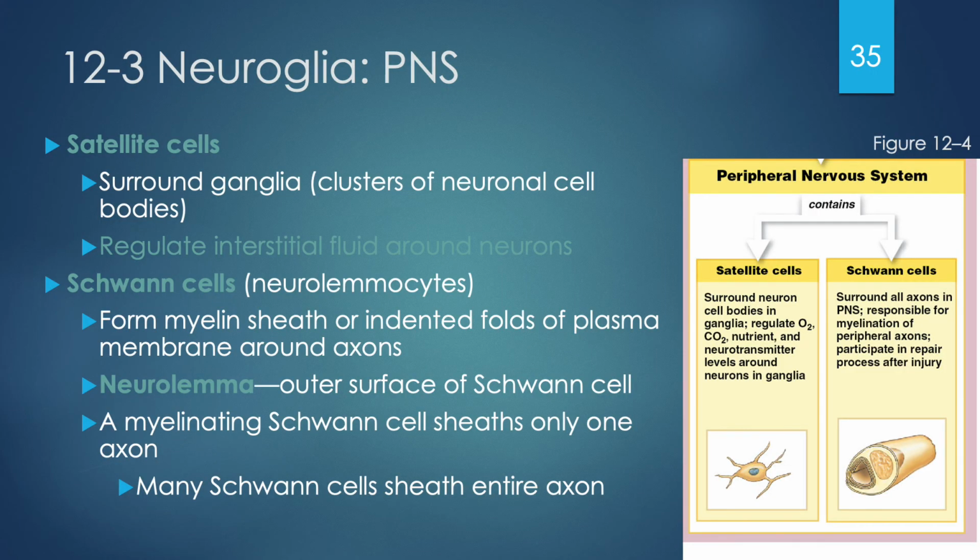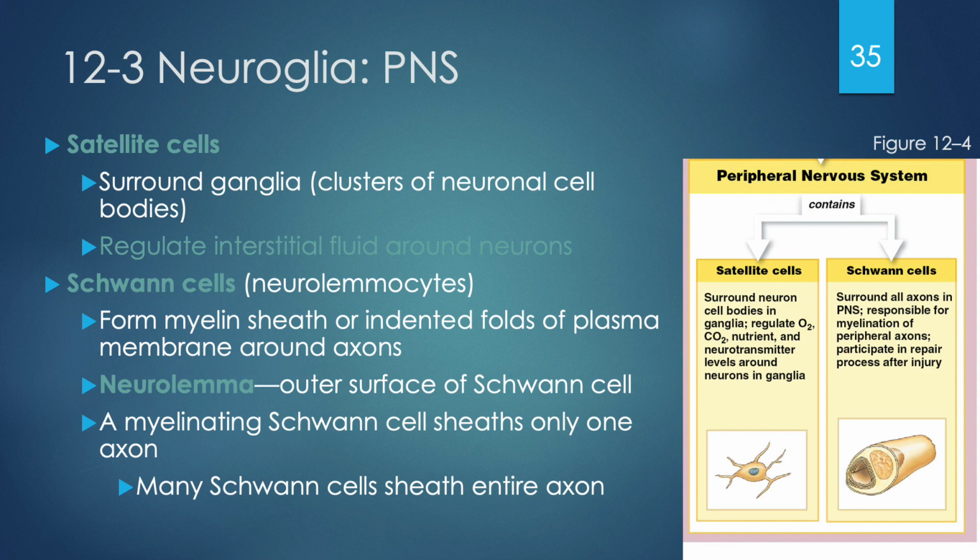In the peripheral nervous system, there are only two types of neuroglia, satellite cells and Schwann cells. The satellite cells have a role in surrounding the neuron cell bodies in ganglia. So they'll regulate things coming and going into the cell, such as oxygen, carbon dioxide, nutrients, and also various neurotransmitter levels. So they're going to be important for regulating the interstitial fluid around the neurons. They're constantly communicating in that way.